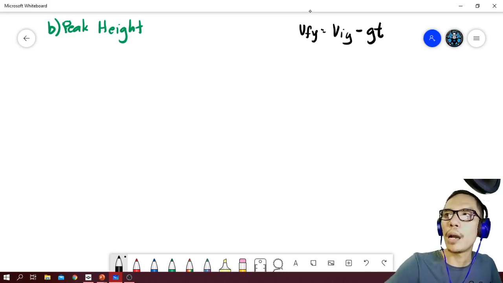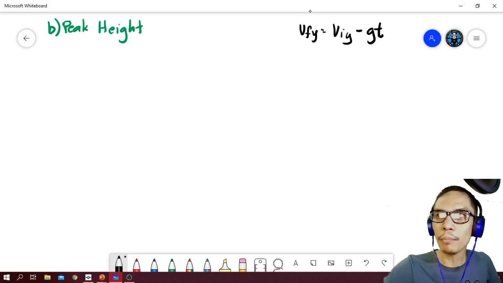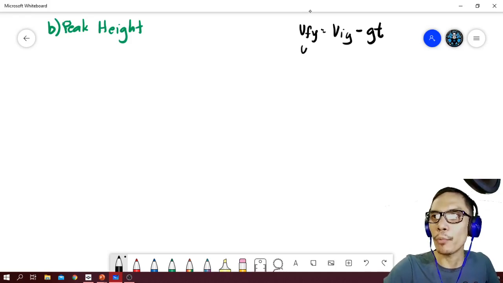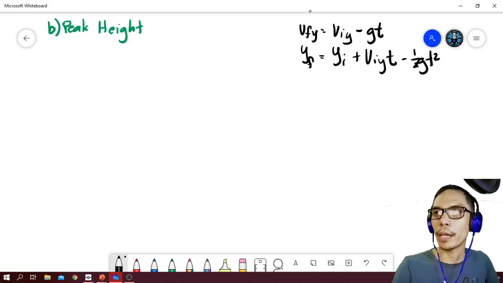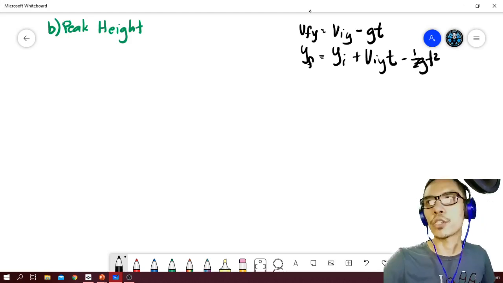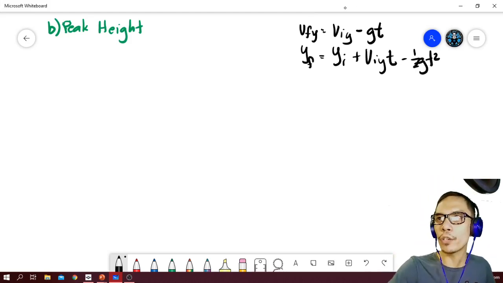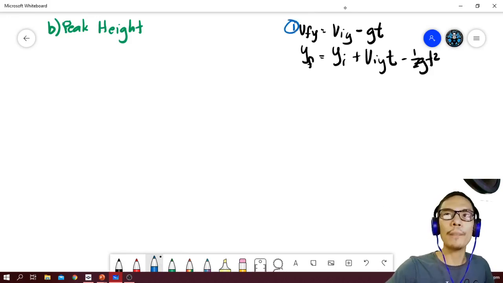Now, if we compute the time, we can compute for the peak height. This will now be the peak height, and we can now compute for it, and this will be the formula that we are going to utilize in that computation. Okay, there you have it. So let's start now. First, we will use this formula over here.